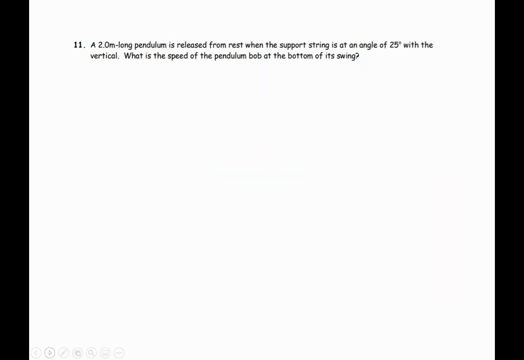So question number 11, we're looking at a 2-meter long pendulum. It's released from rest when the support string is at an angle of 25 degrees with the vertical. So I've got my vertical here. I have my pendulum. And what ends up happening is my pendulum ends up coming down here. So this is a 25-degree angle.